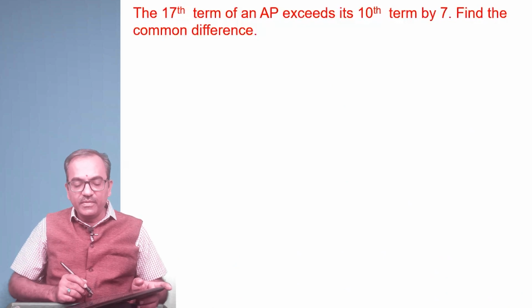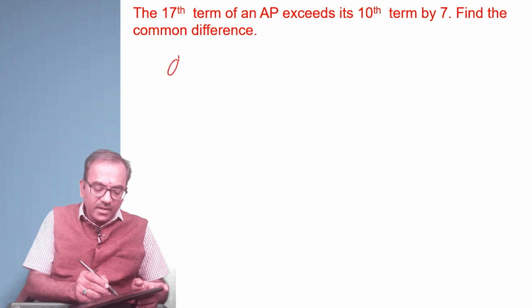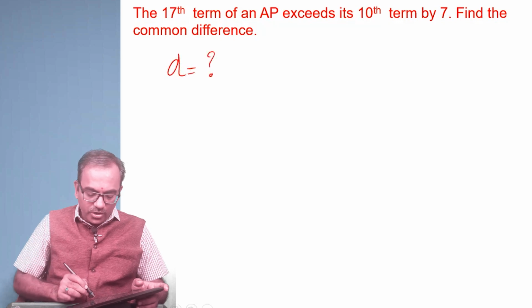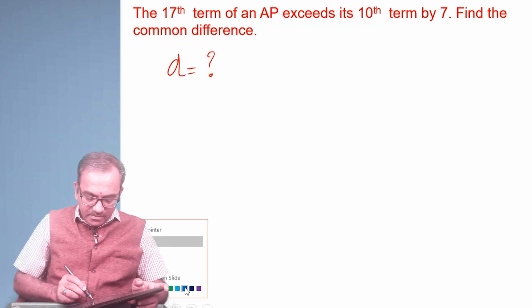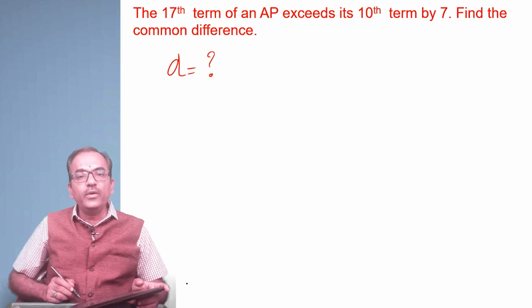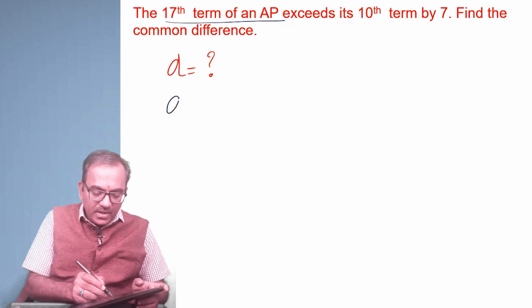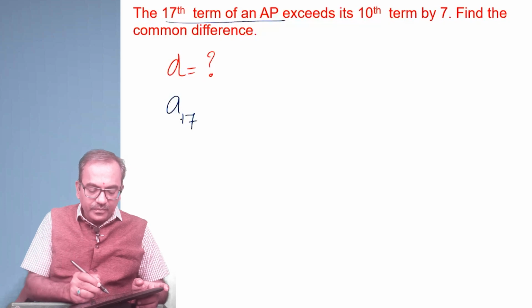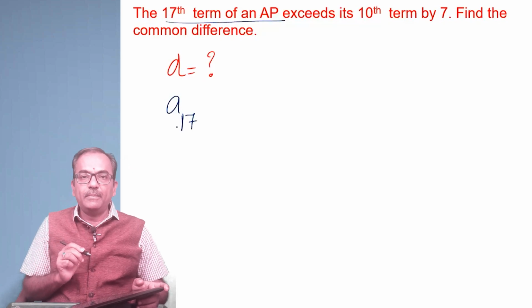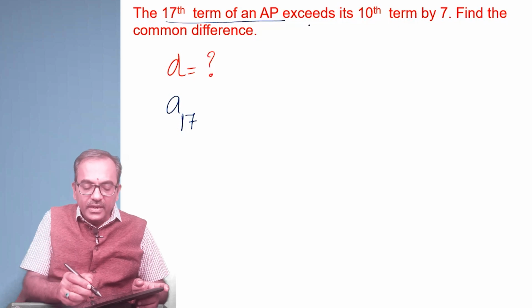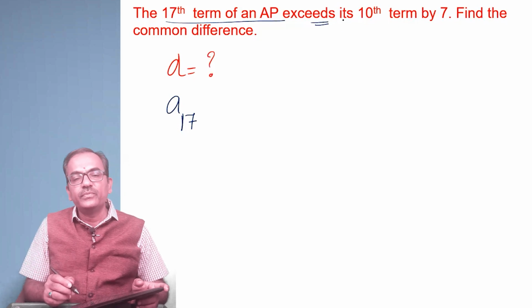The 17th term of an AP exceeds its 10th term by 7. Find the common difference. Here we need to find the common difference. That is very clear. d is equal to what? Or d is equal to question mark. Then what else is given in order to determine the unknown d? The 17th term of AP, that is a17, exceeds the 10th term.